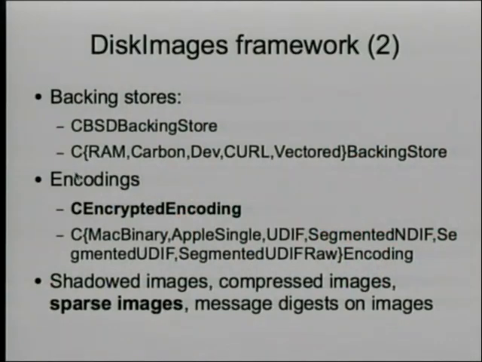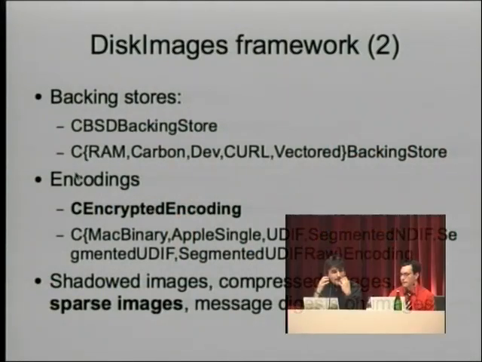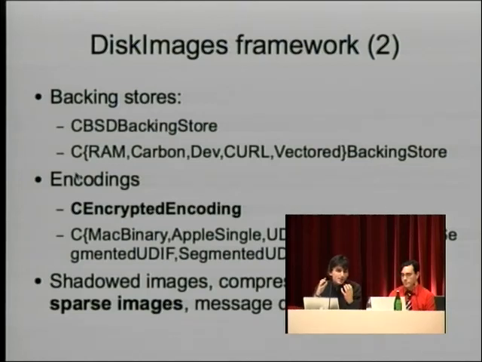This disk image framework has several backing stores. Backing stores are basically the containers that hold your data. There's a CBSD backing store, which is just for normal files that hold data. Then there's a CRAM backing store for RAM disks and different other things, like a CURL backing store, so we can have the image on an HTTP or HTTPS server.